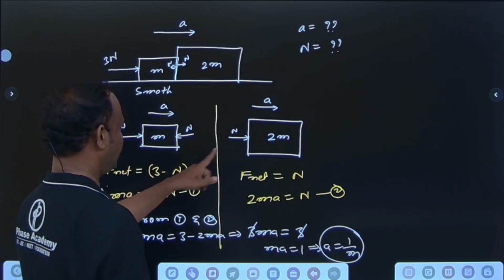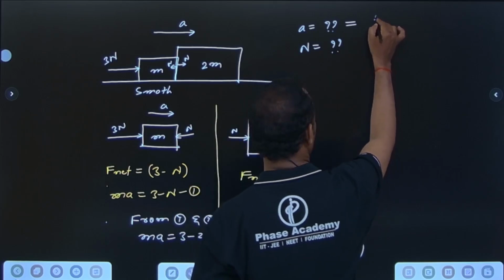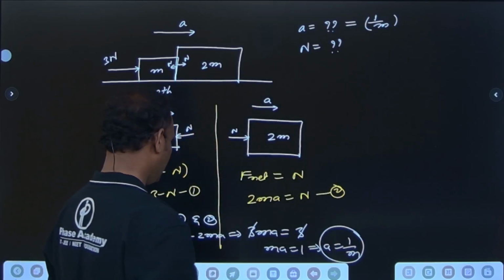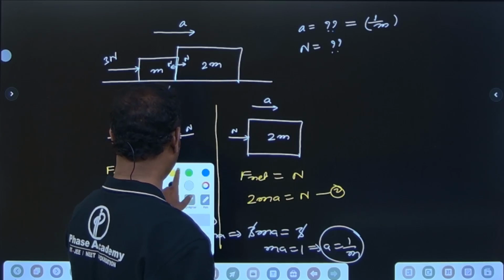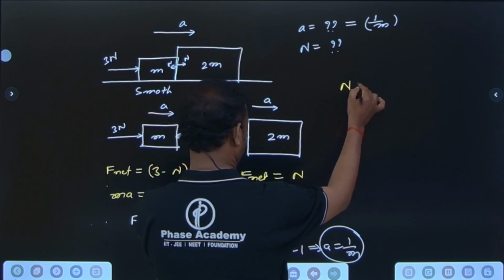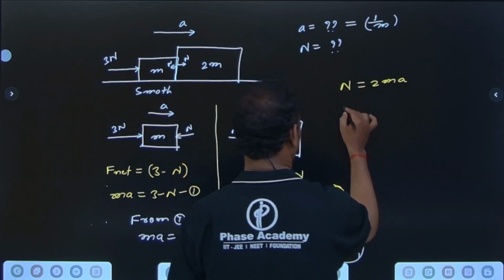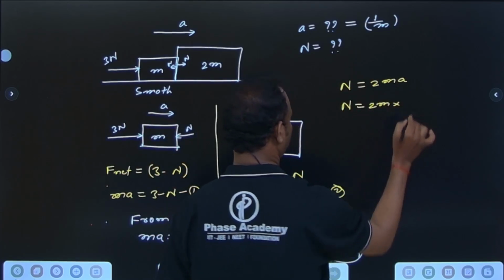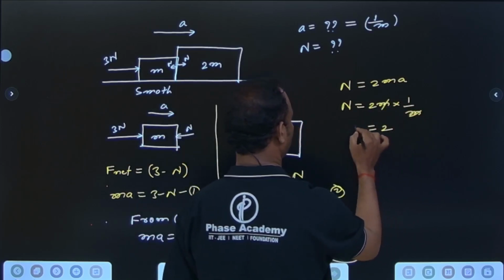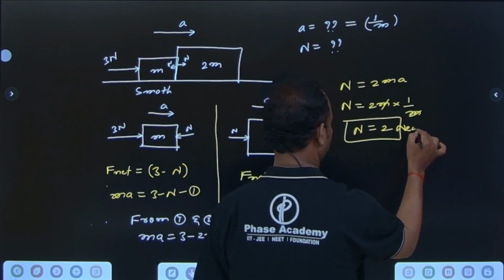So what is the normal reaction? For example, this n I want to find. First one, my answer I got is a is equal to 1 by m meter per second square. Okay, so next, from the second relation, n is equal to 2m into a. What is a? 1 by m. m cancels. What is the answer? 2. So n is equal to 2 Newton. Force is measured in what? It's in Newton.